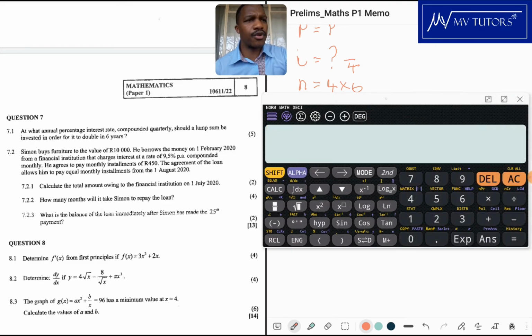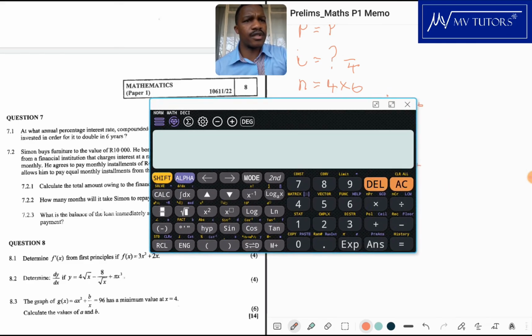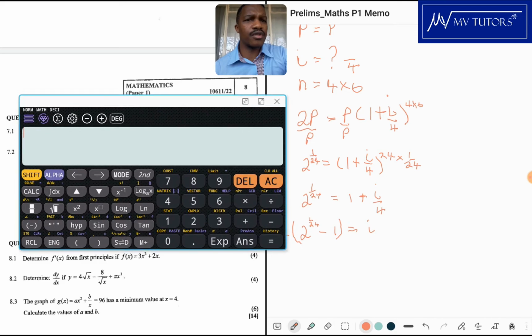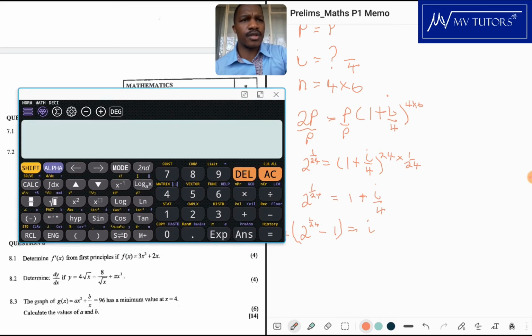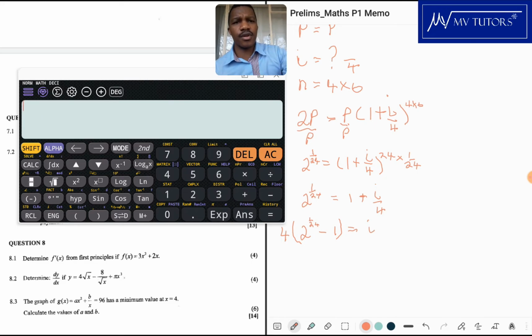Calculator, come on up, sir, please. And the sum that I want to put is, let's do it. Oh, you can see it. Here we go. So I want to put 4, and then open a bracket. We put 2 to the power of 1. I'm just going to put it in brackets. I'll put 1 divided by 24. How about that? Okay, you are allowed to do that. And then I'll put a minus 1 down there. Close the bracket.